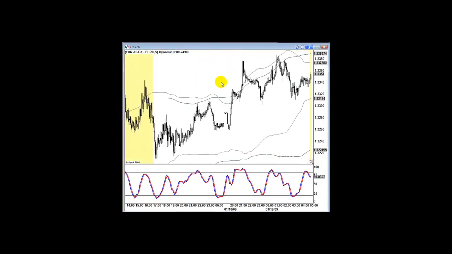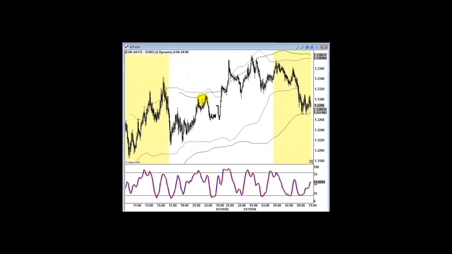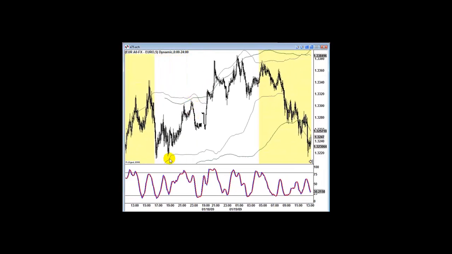Now, the first thing I look at is I go back and just have a look at what's happened over the last session. Really, this is the Asian session, or mostly it's the sort of lead up of New York into Asia, and I try and draw some longer term trend lines, and you can see there's a pretty nice one there.